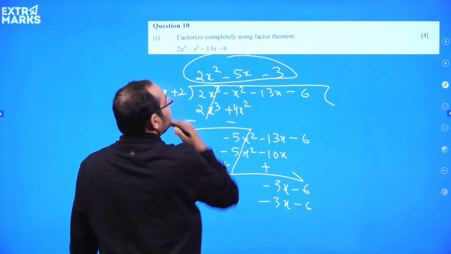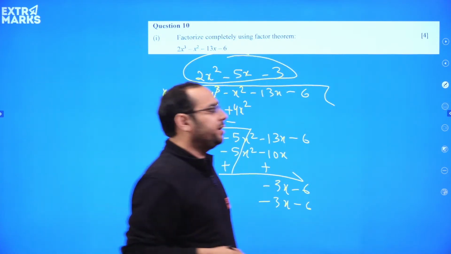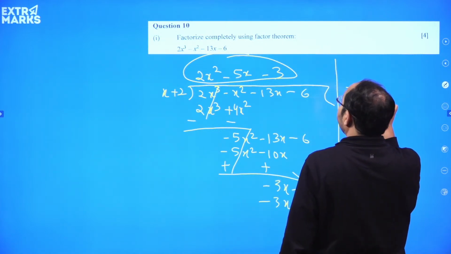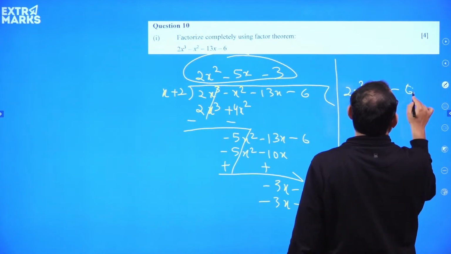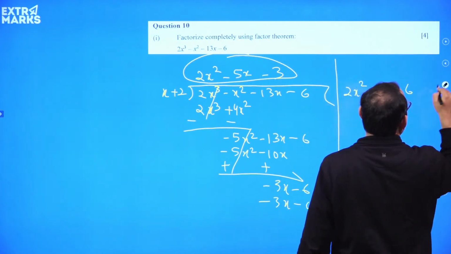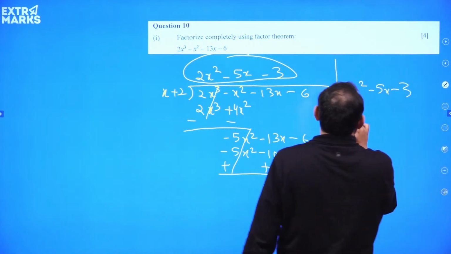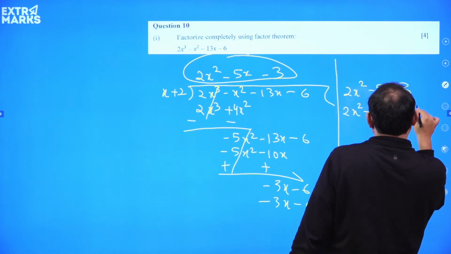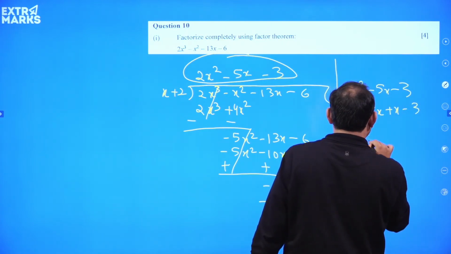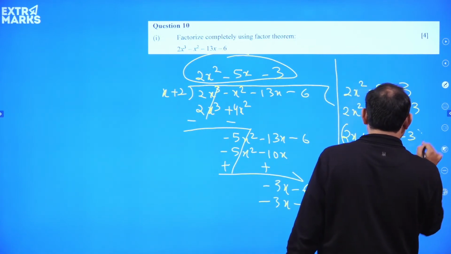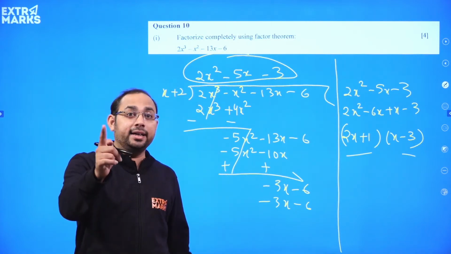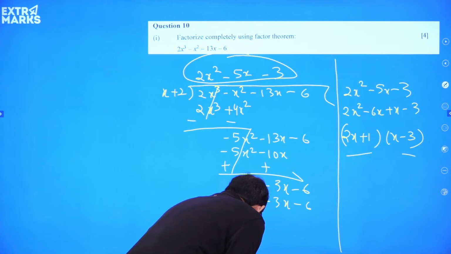Okay, now we have this quadratic. Solve this quadratic, get the factorization, and our job is done. So I have 2x square minus 5x minus 3. So 2 into 3 is what? 6. So 2x square minus 6x plus x minus 3. From here we'll take 2x common, plus 1 common. Inside we have x minus 3. So the three factors which you are getting are x plus 2, x minus 3 and 2x plus 1.